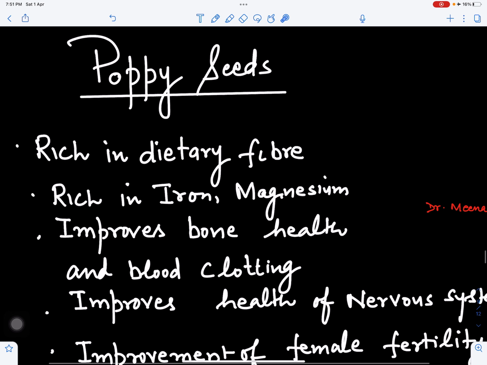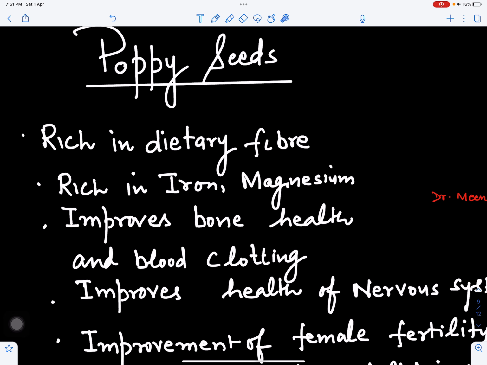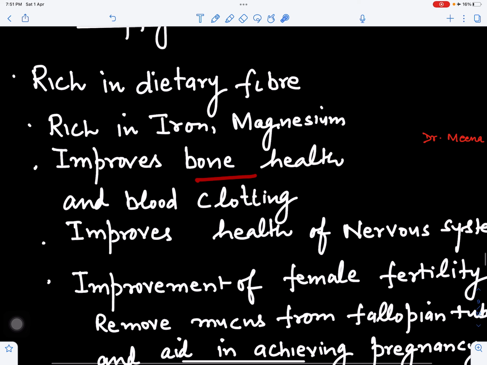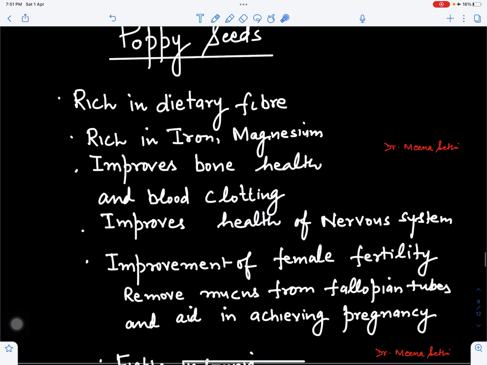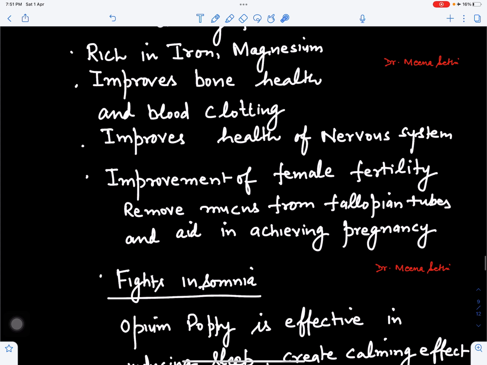Poppy seeds are also very important. They are rich in dietary fibers, iron and magnesium. They are good for bone health and they also reduce blood clotting. They are very important for the brain's nervous system. They are also important for inducing pregnancy in females. They improve female fertility.